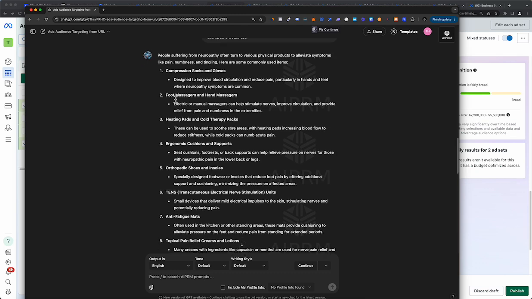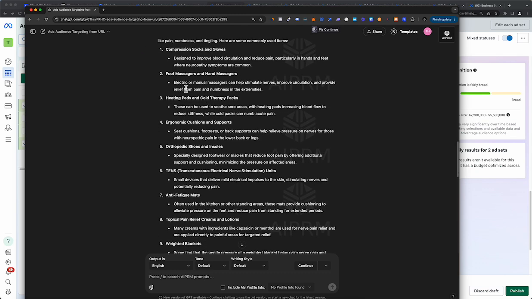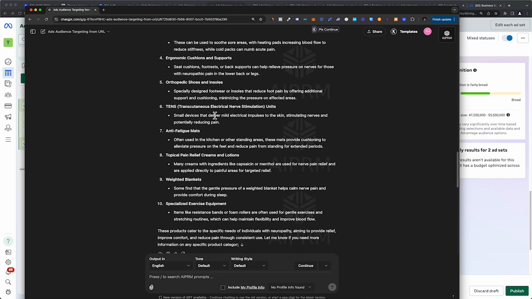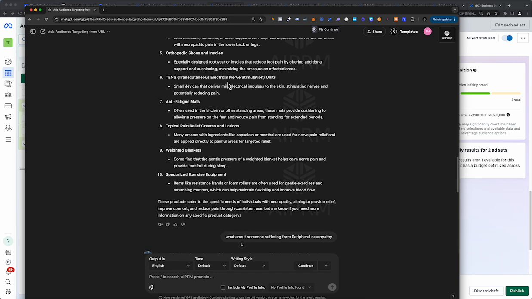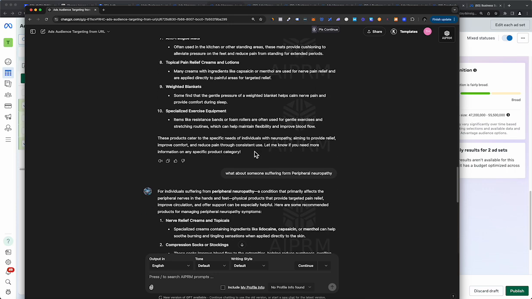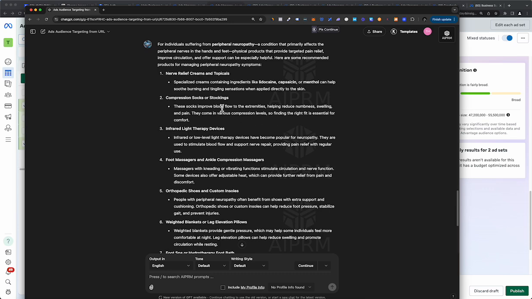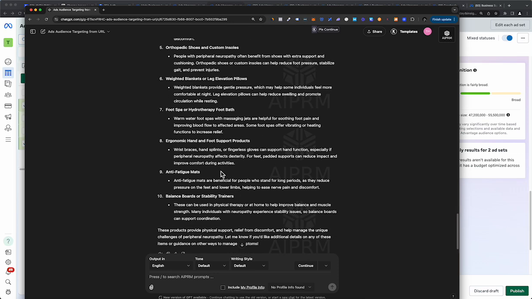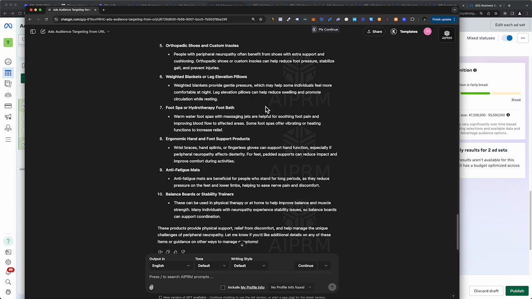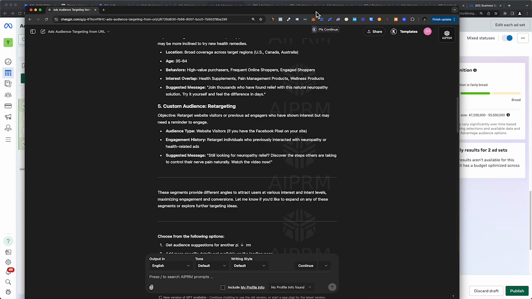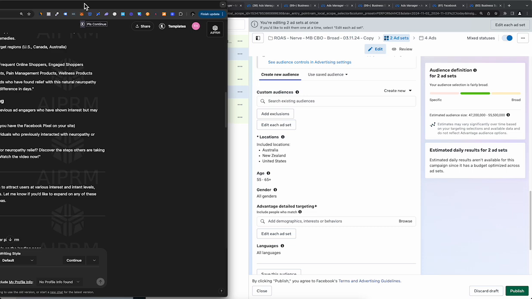So compression socks, foot massages, hand massages, EMS stimulation stuff, heating pads, cold therapy packs, ergonomic cushions, orthopedic shoes, TENS, transcutaneous electrical nerve stimulation, anti-fatigue, topical pain relief, weighted blankets, right? So we get a good idea. Infrared, nerve relief creams, blah, blah, blah, foot spas, hydro foot baths. By doing this, these interests aren't all targetable on Facebook. In fact, many of them are not. I'm just going to move this off screen.